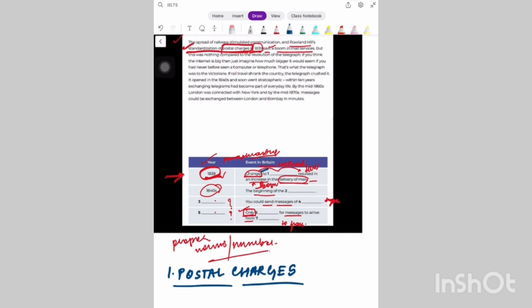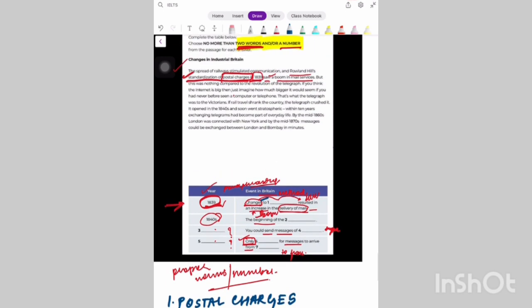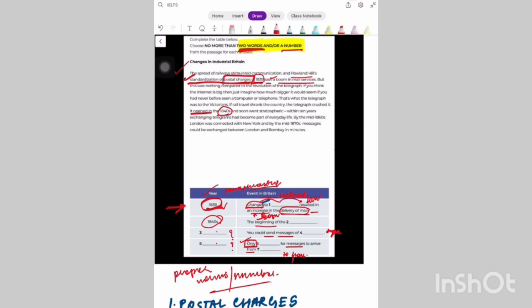Then 1840, there was the beginning of something. So I'll first search for the word 1840. The word is here, 1840s. Now let's read what it says. If rail travel shrank the country, the telegraph crushed it. Okay, it opened in 1840, and soon went stratospheric within 10 years.